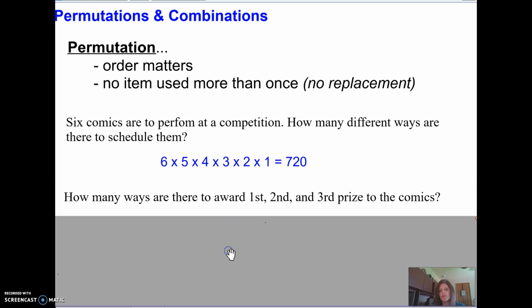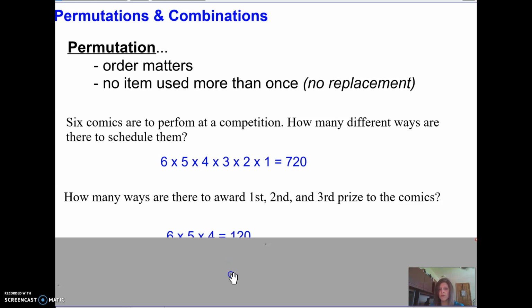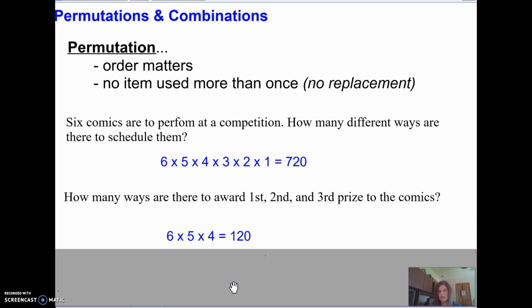Similarly, if I was going to award first, second, third place to the comics at this competition, the order does matter. And I have 6 possibilities for the first, but then only 5 for the second place, and then only 4 for the third place. So I'm down to 120 possibilities for awarding them first, second, and third.